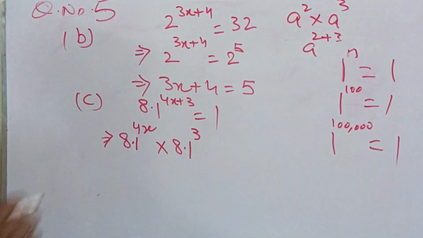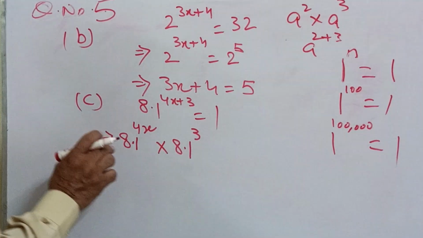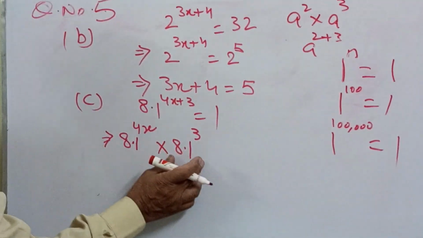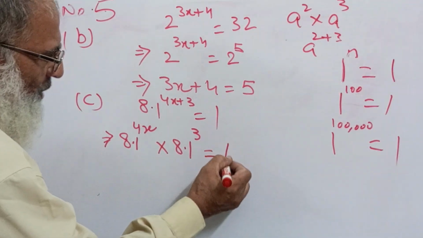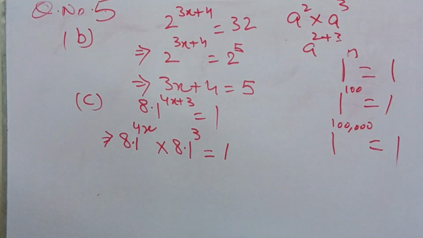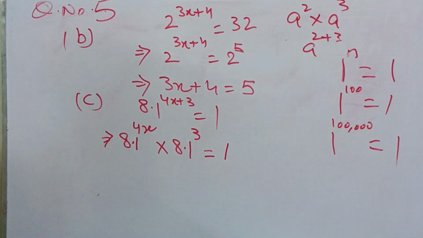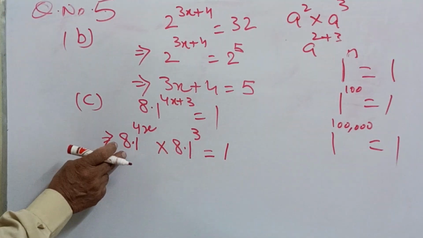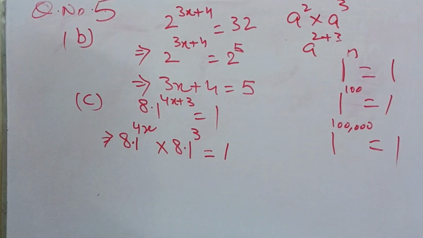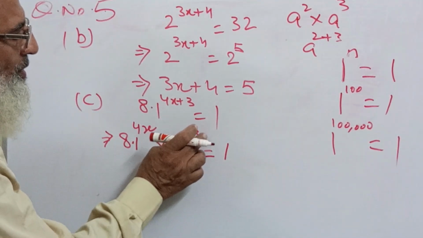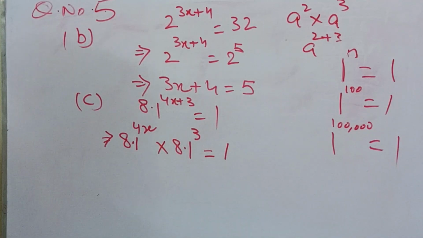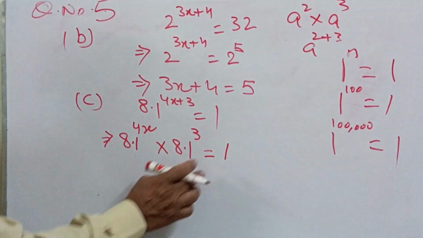So you see that there was a plus sign over here, and I have split up this. Now I told you that give any power to 1, it will remain as 1. This is the base with x power, and this is the base with constant power. Now it is equal to 1.